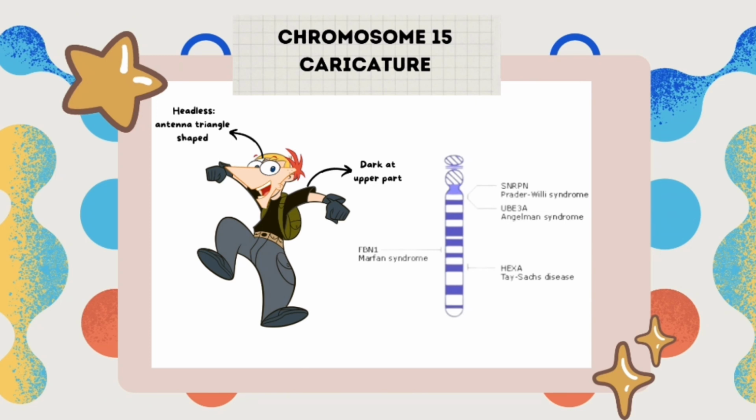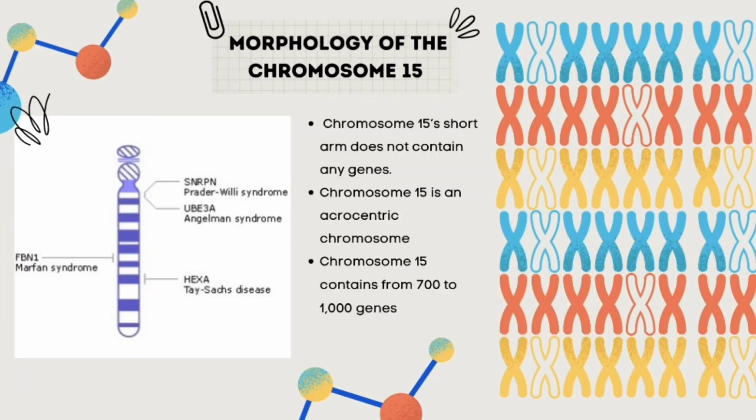Next, this is the caricature of chromosome 15. Chromosome 15 is headless, with an antenna triangle shape, and it also has a duct at the upper part. Next, we go to the morphology of chromosome 15. Firstly, the chromosome 15 short arm does not contain any genes. Chromosome 15 is an acrocentric chromosome, and it contains from 700 to 1000 genes.